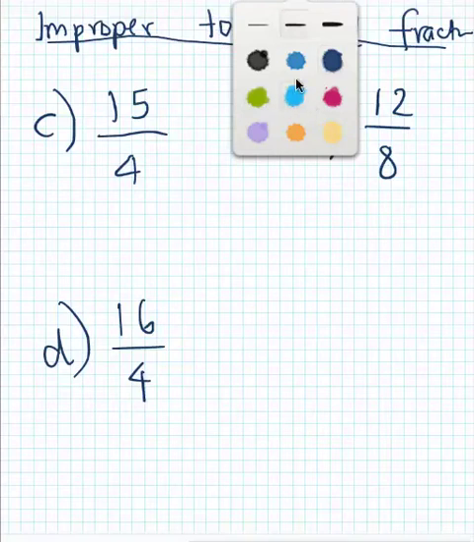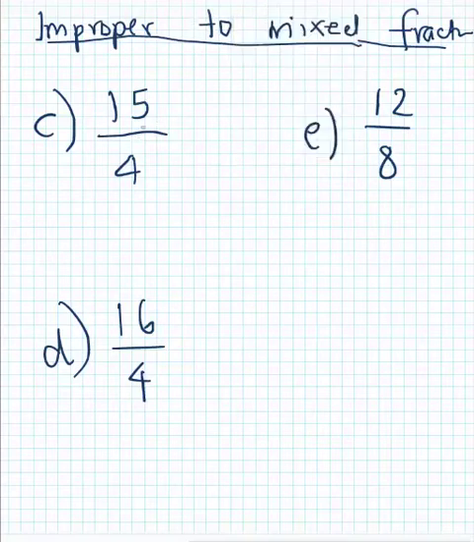Now, with this one here, with C, we have 15 over 4. Once again, these are all improper fractions because the numbers on top are larger than the numbers on the bottom. And let's have a look. So how many times can 4 fit into 15? Well, we can just count by 4s. So 4, 8, 12, 16, and we've passed 15. So it can fit 3 times.